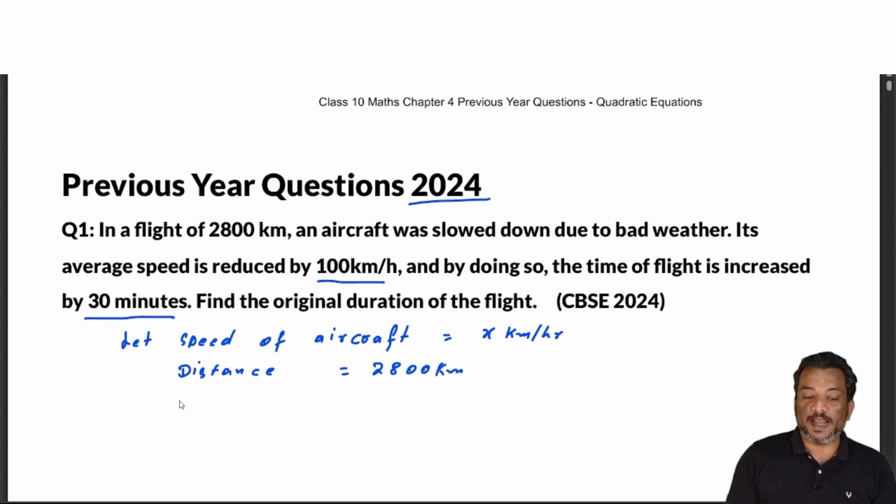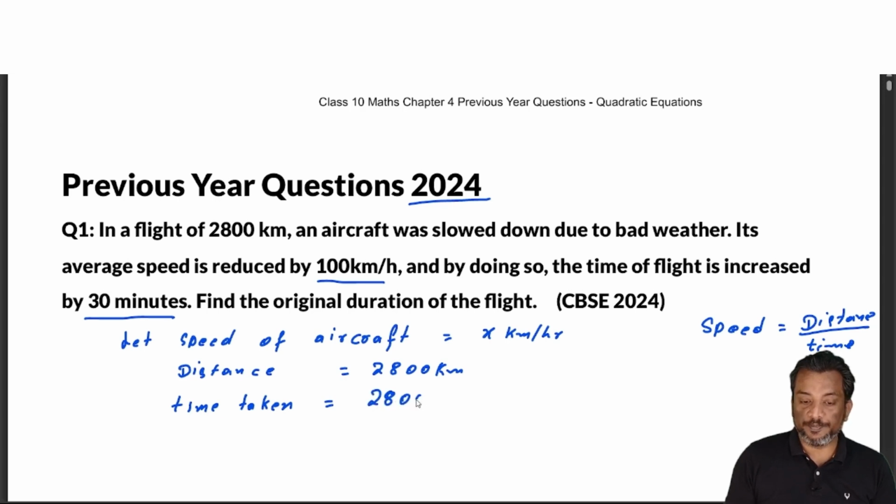Now time taken, these are two conditions we have to find out. This is the first condition we have taken when the weather was good. So time taken, you already know speed is equal to distance over time. Based on that, we can say time taken is 2800 over x. That is your first time. You can say this is the first equation.